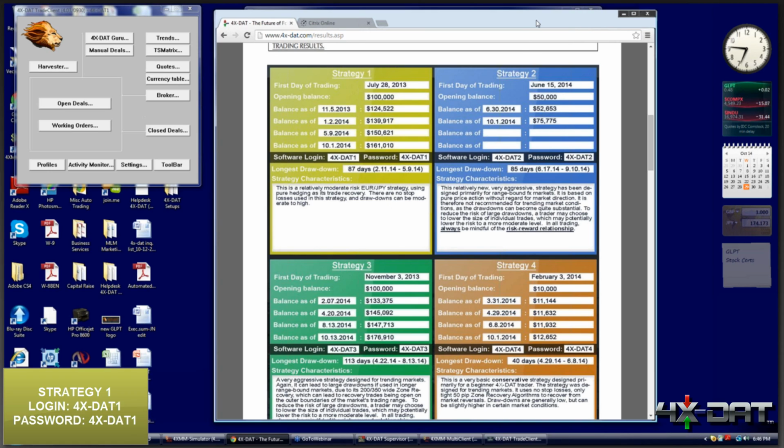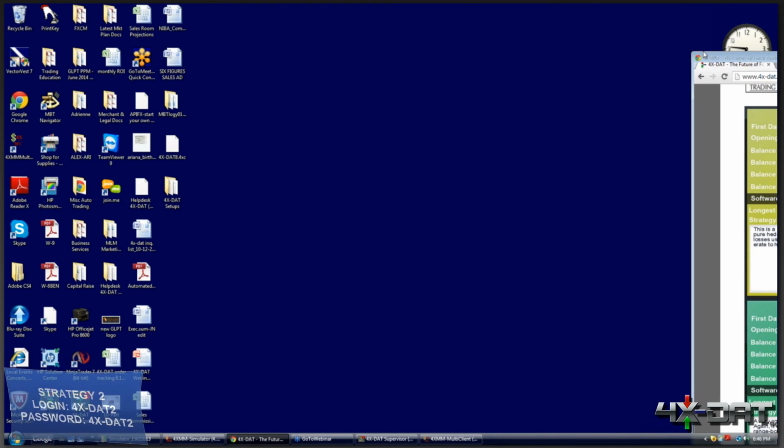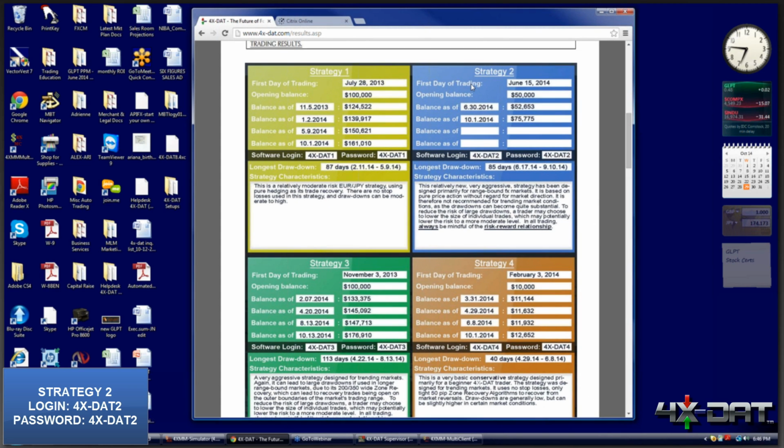So let's go ahead and jump into strategy number two. Strategy number two, we started it not too long ago, June 15, 2014. This strategy is not for the faint of heart, because it is rather aggressive. Actually, not rather. It is very aggressive, and it performs well in range-bound markets.